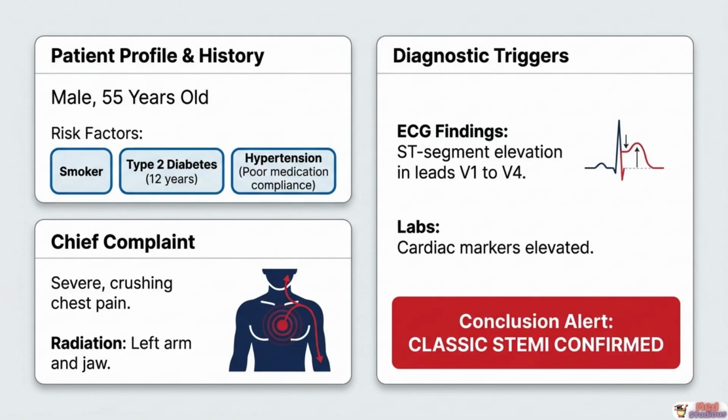His risk factor profile is textbook for accelerated atherosclerotic disease: a current smoker, 12 years of type 2 diabetes mellitus causing endothelial dysfunction and accelerated plaque formation, and hypertension with poor medication compliance, meaning his coronary arteries have been exposed to sustained elevated pressure, turbulent flow, and oxidative stress.